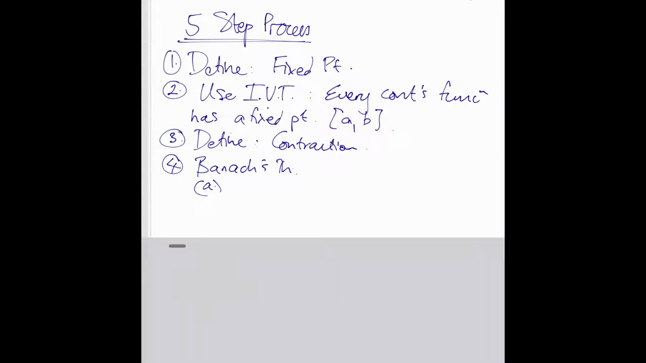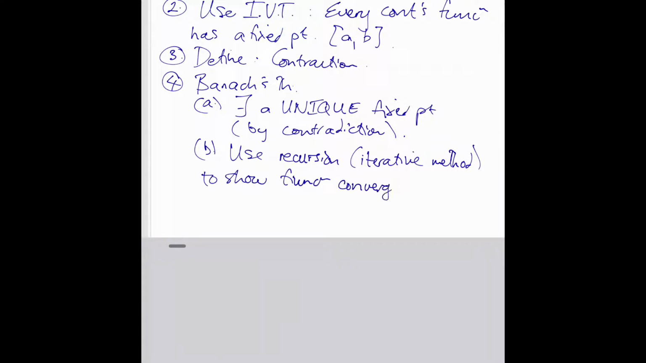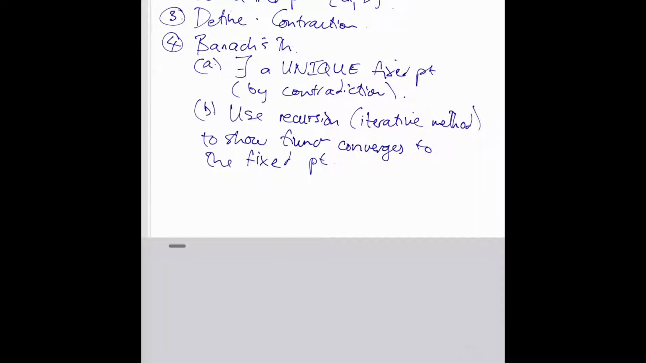In part A, we will show that there is a unique fixed point. This will be a proof by contradiction. In part B, we will show that one can iterate to the fixed point. In other words, by applying a recursive method, one converges on the fixed point. And lastly, we will have a look at an example.